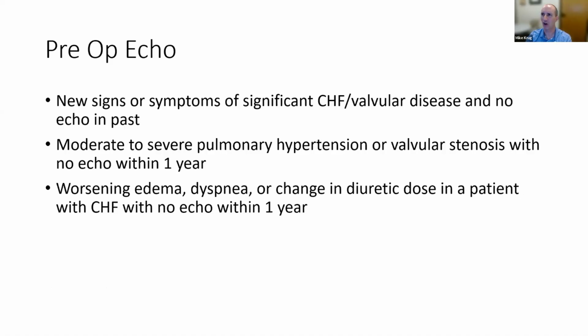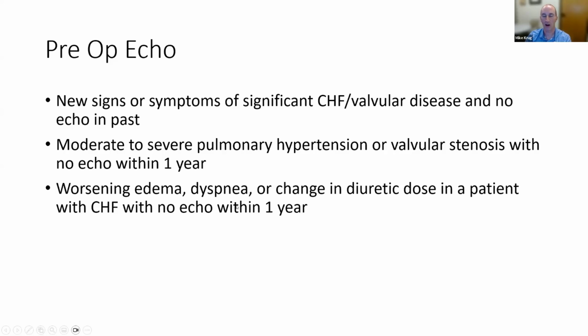What about a pre-op echo? What do we do with that? Well, if they have signs of worsening CHF, or worsening valve disease or symptoms, you should get an echo. If they have moderate or severe pulmonary hypertension or moderate or severe valvular stenosis, then they need an echo within a year.